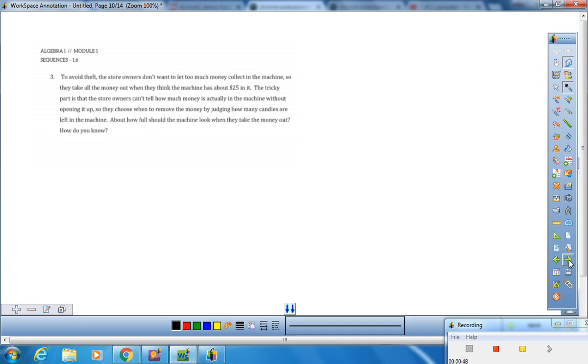All right, to avoid theft, the store owners don't want to let too much money collect in the machine, so they take all the money out when they think the machine has about $25 in it. The tricky part is that the store owners cannot tell how much money is in the machine without opening it up, so they choose when to remove the money based on how many candies are left in the machine. About how full should it look? Okay, so we just got to do some thinking here. We want $25.